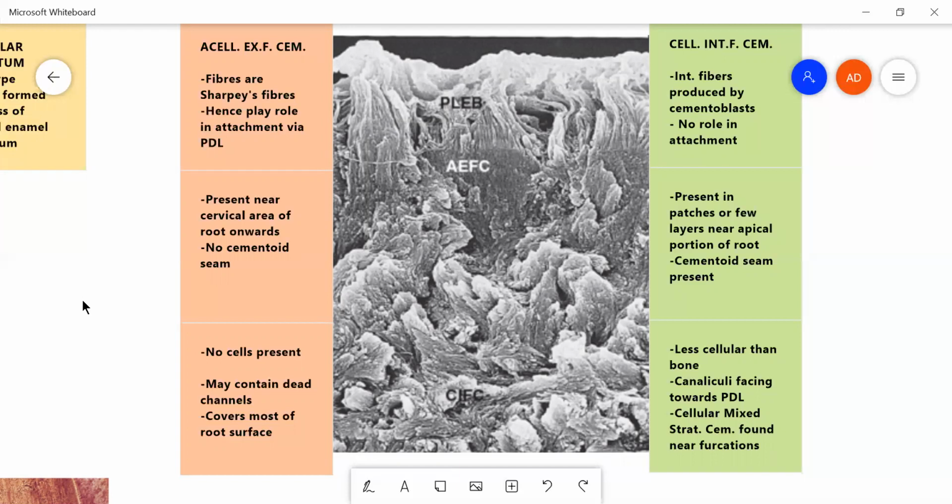Now there is another type, the cellular mixed stratified cementum, which is found near the furcation areas of multi-rooted teeth like the molars or the premolars.